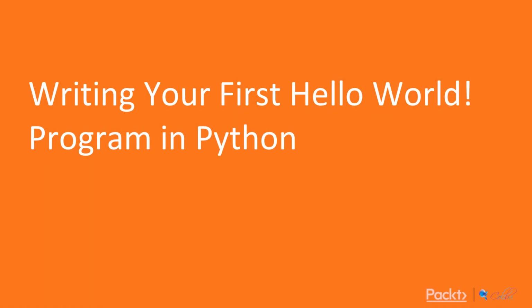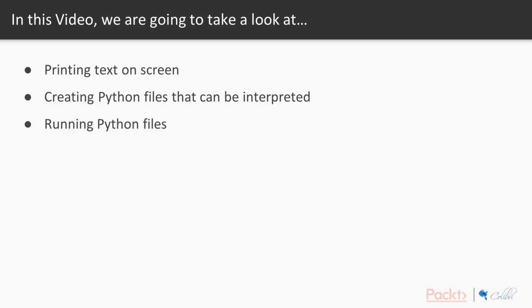In this video, we're going to talk about how we can write our first program in Python. And with programming tradition, we're going to write our first Hello World program in Python. In this video, this is what we're going to do. Number one, we're going to learn how to print text on screen. We're going to learn how to create Python files that could be interpreted. And we'll learn how to run Python files. It's actually all fairly easy.